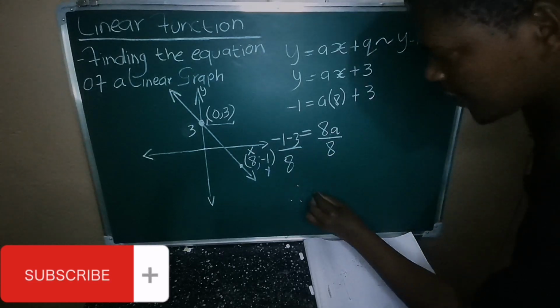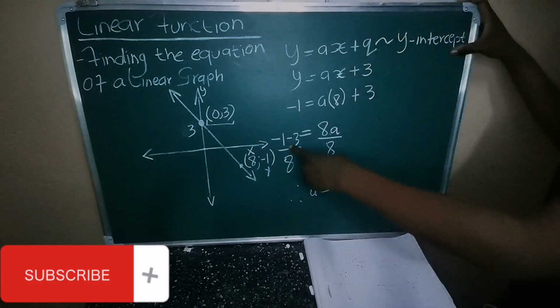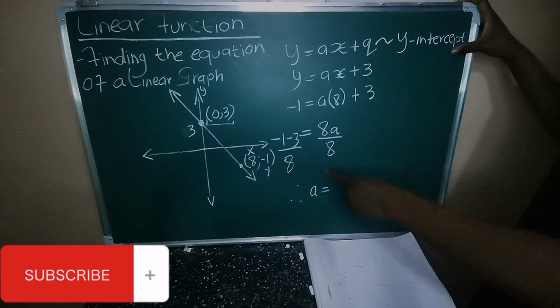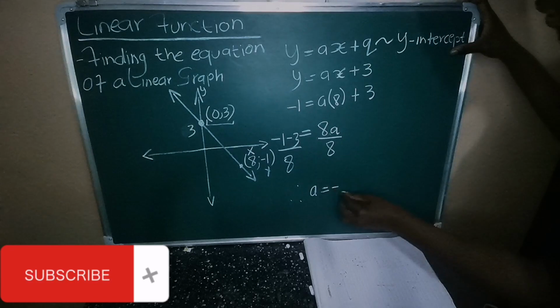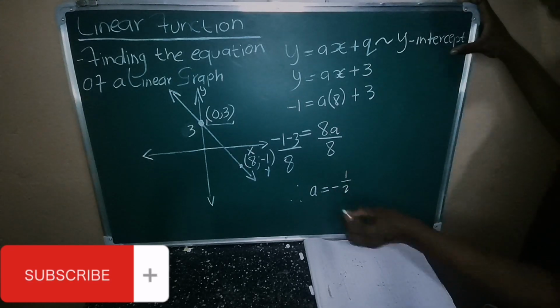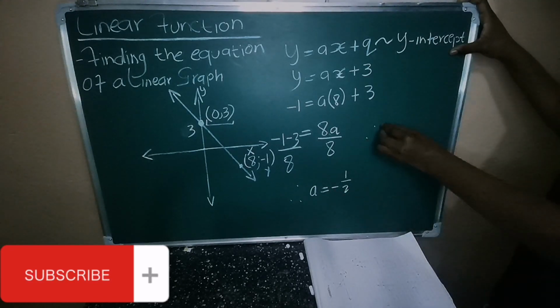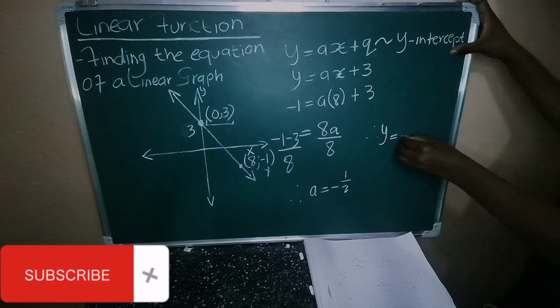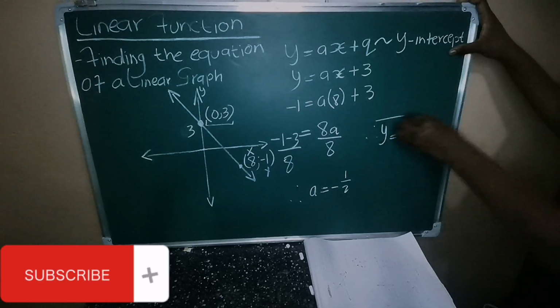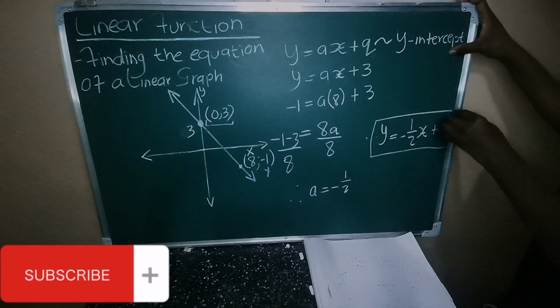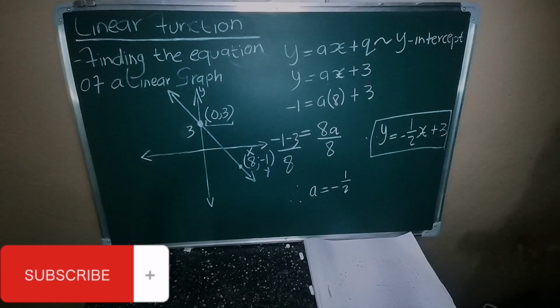Therefore a is equal to negative 1 minus 3, which is negative 4. Negative 4 divided by 8, on a calculator, gives you negative 1 over 2. Therefore our equation is y is equal to negative 1 over 2 x plus 3. This is the equation of our function. Second question, guys. Number B.